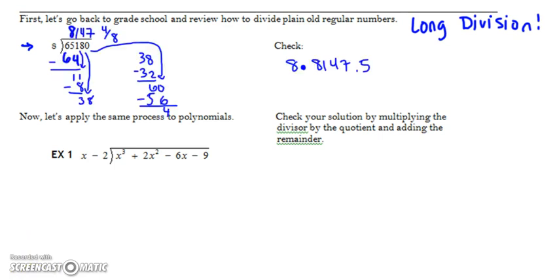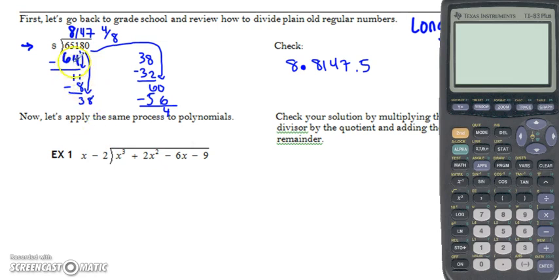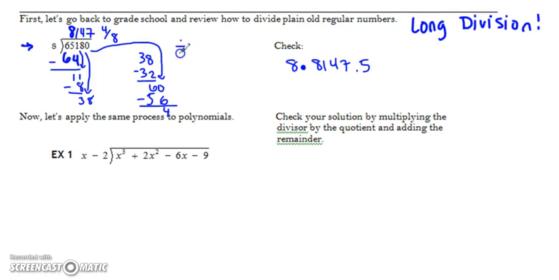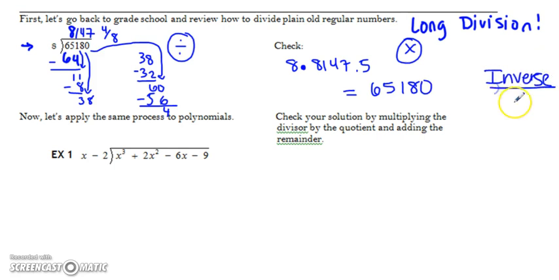So let's see how you did. I took 8, divided it into 65,180, and I got 8,147 and 4/8, which is really 8,147.5. All right, and we're going to check on my calculator to see if that's right. So 8 times 8,147.5. Sweet. Now notice I divided over here and I used multiplication to check to see if it was right. That's because those two are inverse operations. Let's not forget that word. That's very important.